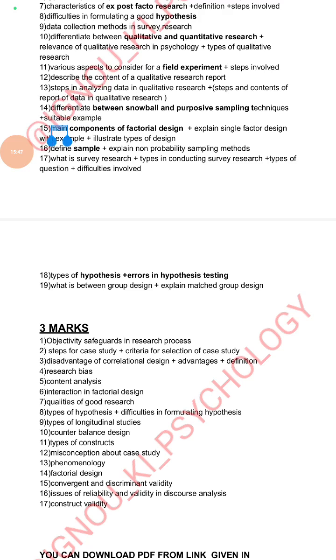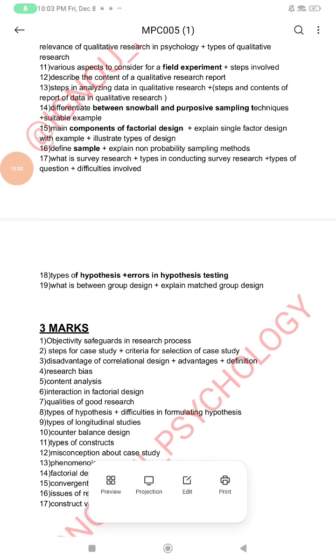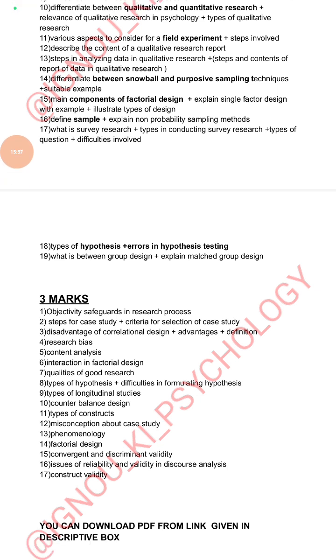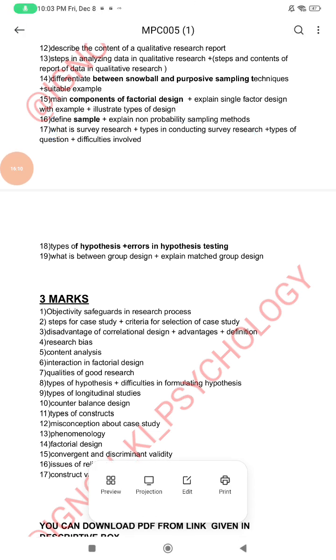Question number 15, main components of factorial design. Explain single factor design with suitable example. Again, factorial design means variables. So prepare well. This is again a very important topic. Then question number 16, define sample. Explain non probability sampling methods. Non probability sampling methods involve convenience sampling, consecutive sampling, judgmental sampling, quota sampling, snowball sampling. These different types you have to explain in case of non probability sampling.